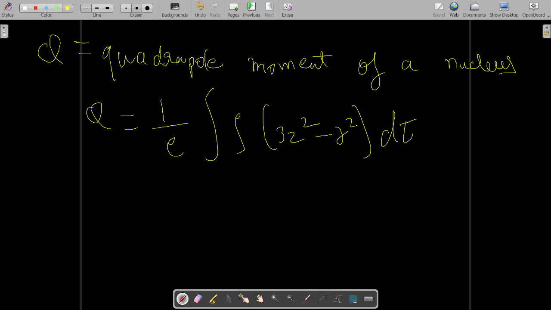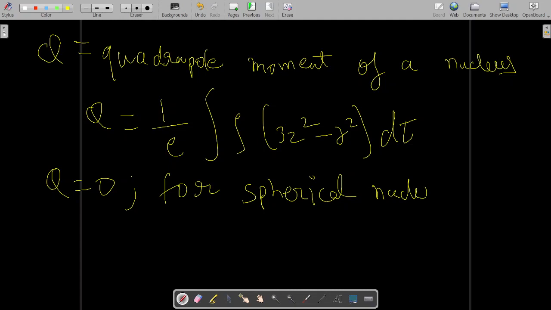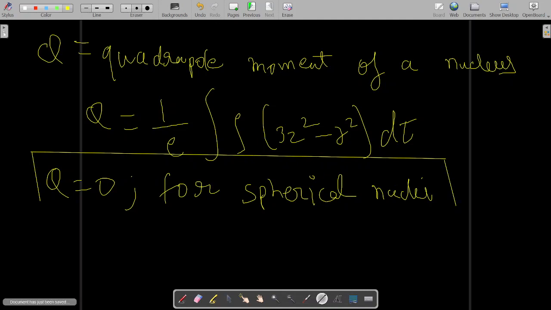So Q is equal to 0 for spherical nuclei. This is the thing which you have to remember, bear in mind: Q is equal to 0 for spherical nuclei. Those nuclei which are spherical in shape, for those the Q value, that is the quadrupole moment, will be 0.